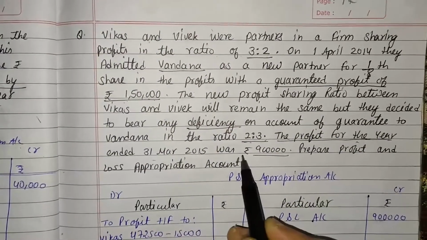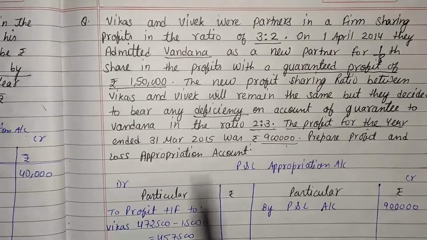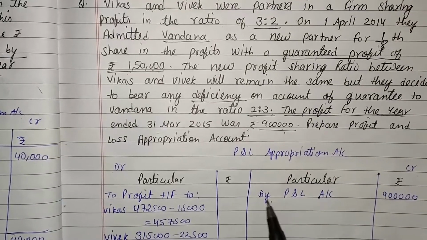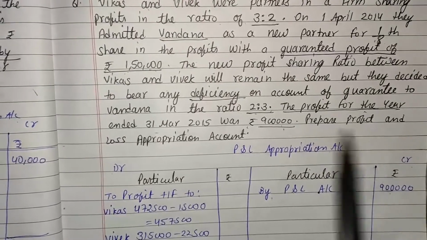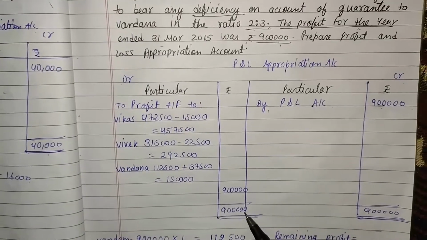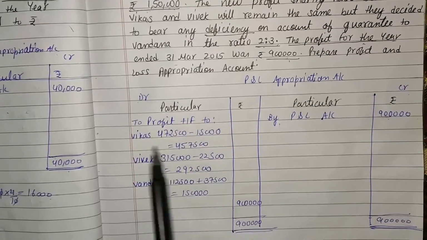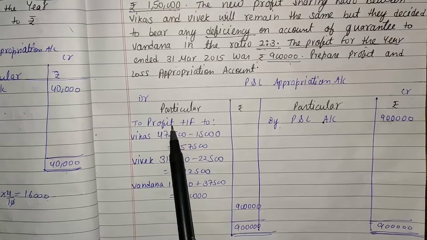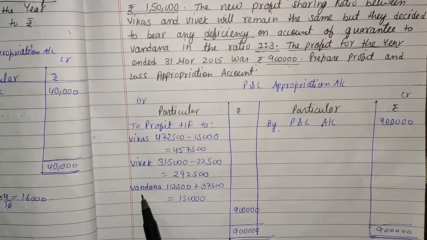The profit for the year ended is 9 lakh. So in the profit and loss appropriation account, here is the debit side, here the credit side. First of all, we mention the profit by P&L account, that is already given in the question, that is 9 lakh. Here is no other information, so total of this column is 9 lakh. Here also 9 lakh. We get the balancing figure, that is 9 lakh, and the balancing figure of the debit side is called profit transfer, and that profit is distributed in the three partners' columns, Vikas, Vivek and Vandana.